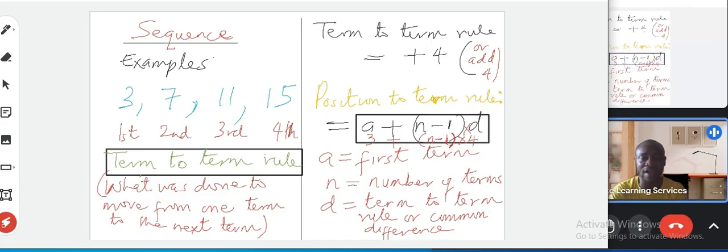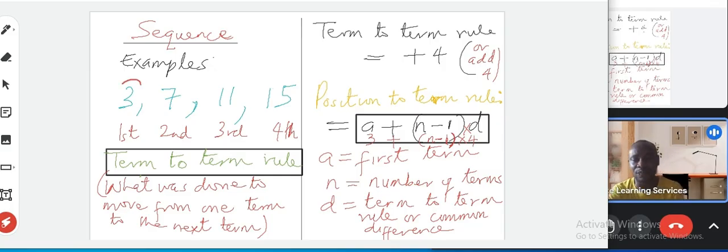Arithmetic is the one that has a common difference. I will tell you what I mean by that. That's the common difference of term to term, which is the same. From one term to another term, it is the same thing you are going to do. From the other term to the other term, the same thing you're going to do, and so on.